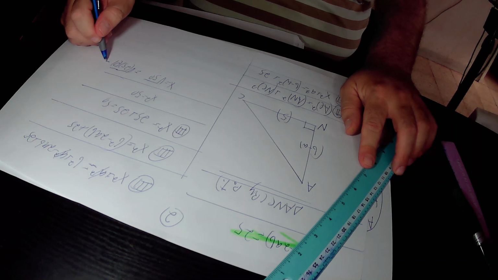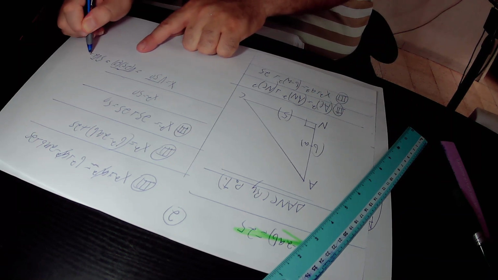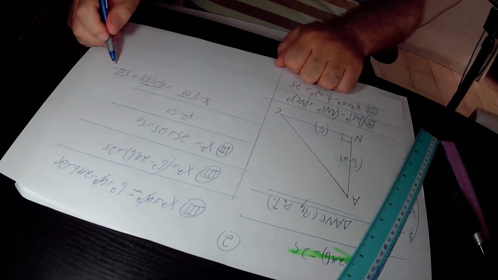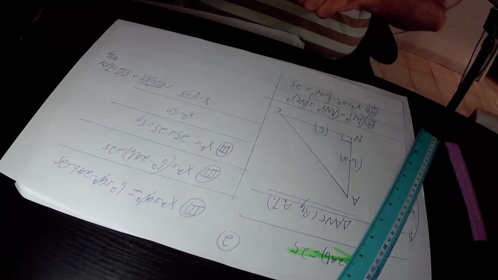And the square root of 25 is 5. So in total this expression equals 5 times the square root of 2. 5 times the square root of 2 is 7.071 units. And that is the answer to the question.